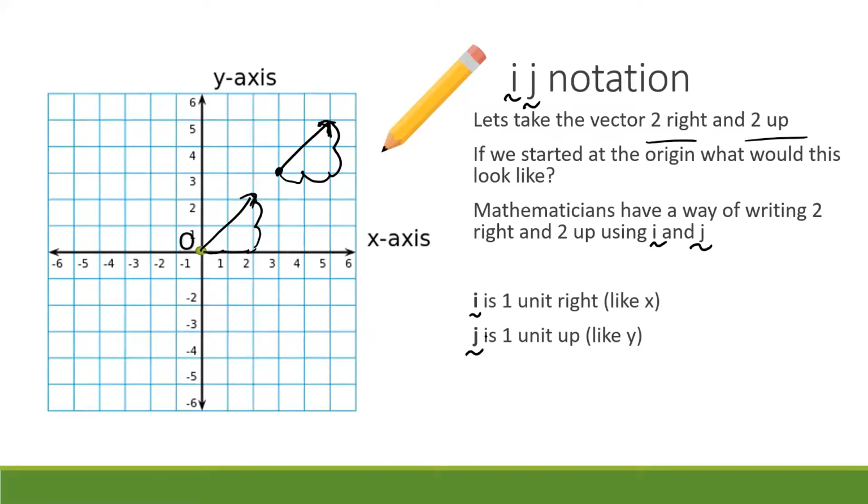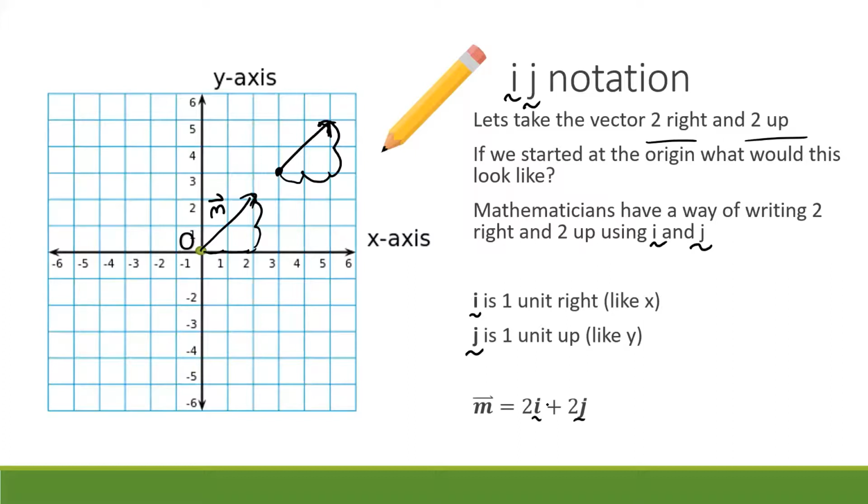And so that means we can actually write 2 right and 2 up using this notation. What would it look like? It would look like this. M, that's just a random name for this vector, vector M. It doesn't matter. Is 2i plus 2j, because it's 2 to the right and it's 2 up.